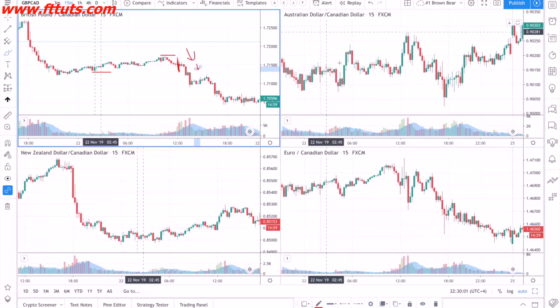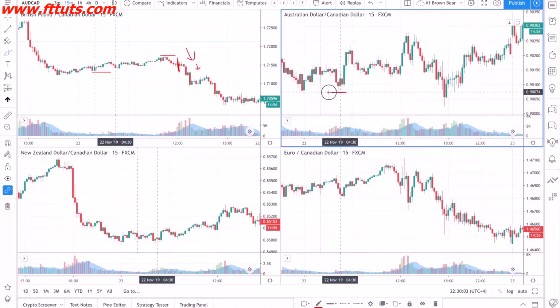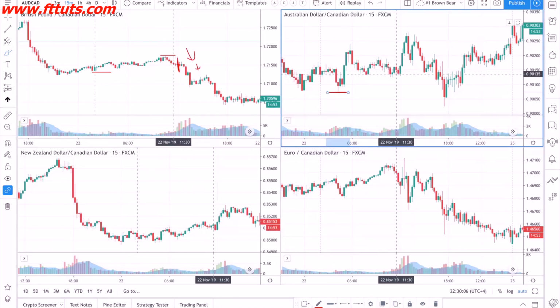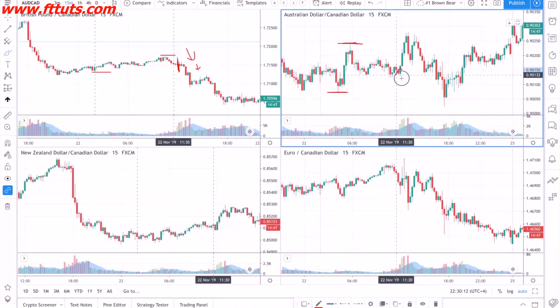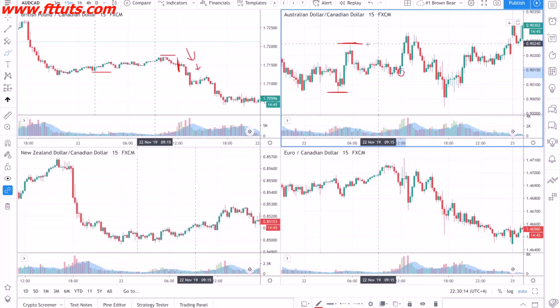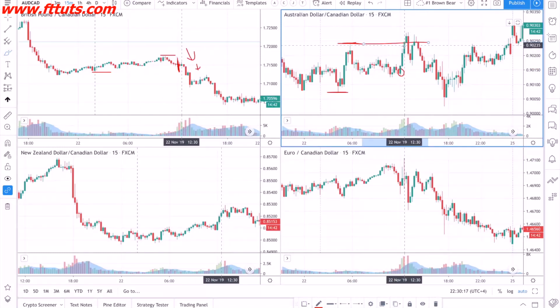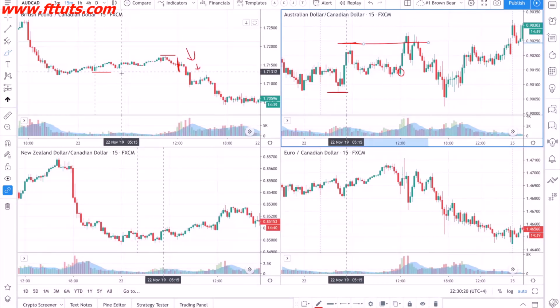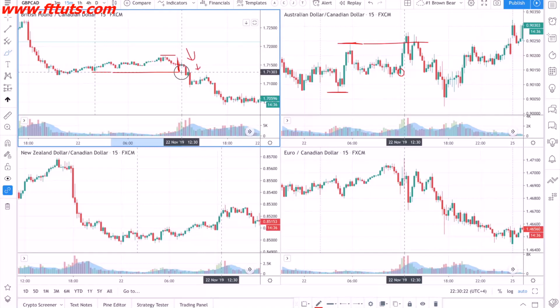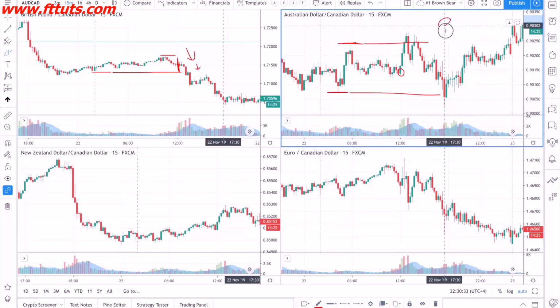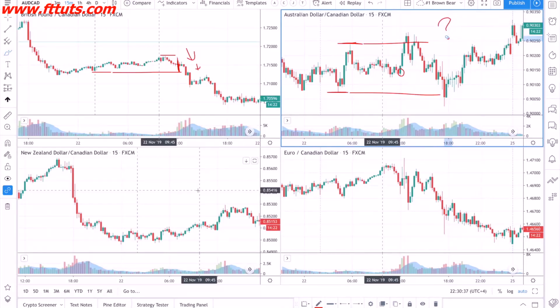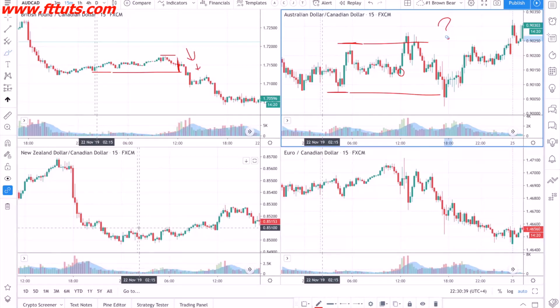However, in Aussie CAD, this is the lowest point of Asia, and this is the highest point of Asia. London opens right here. London doesn't break the lows of Asia as pound CAD did. You see, that's the low of Asia, but as London opened around that time, it didn't break it. It even came and touched it, but it didn't break it. Weird, right? Let me put a question mark on there. Why isn't that one breaking? Okay, fair enough. So we'll do the same thing with New Zealand CAD.